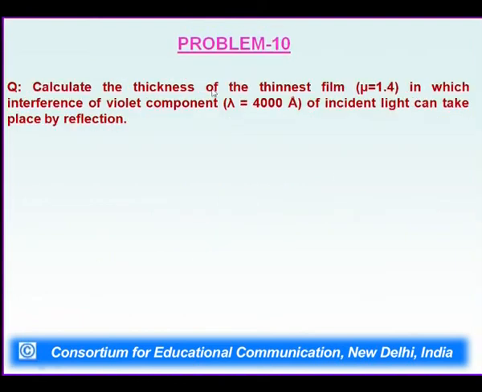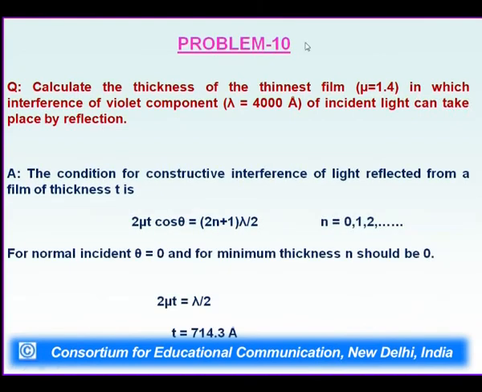Next is to calculate the thickness of the thinnest film whose refractive index is 1.4, in which interference of the violet component, lambda equal to 4000 angstrom, of incident light can take place by reflection. Here we find the thickness of the thinnest film. The condition of constructive interference of the light reflected from the film of thickness t is given by 2 mu t cos theta is equal to (2n plus 1) lambda by 2, where the value of n is equal to 0, 1 and 2.